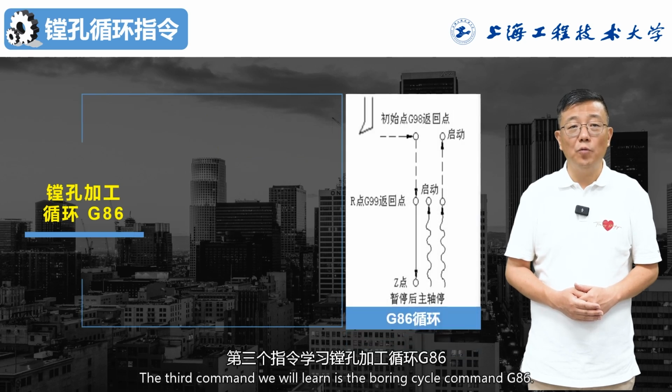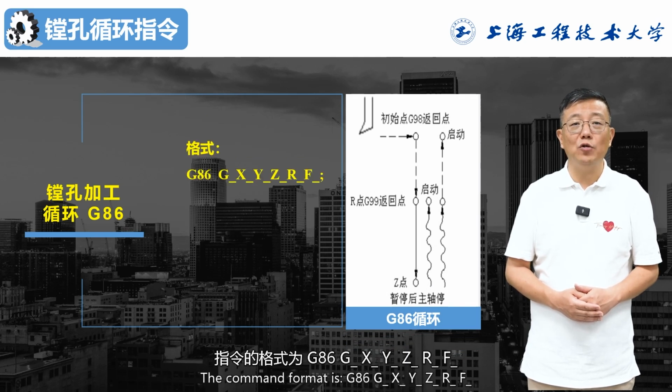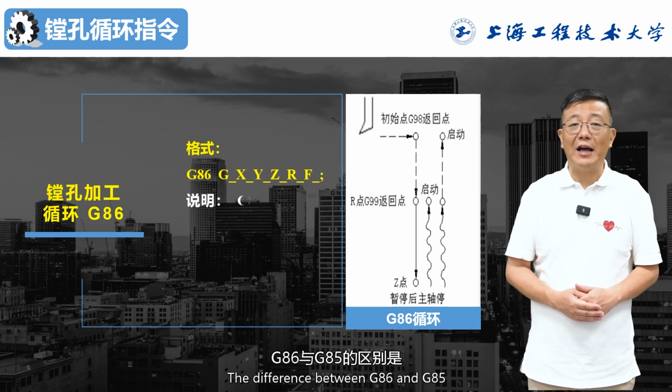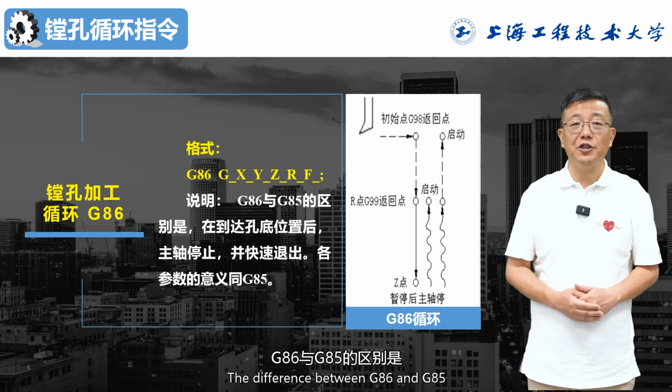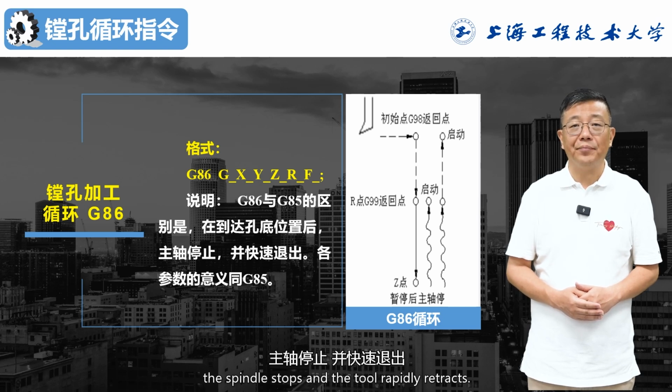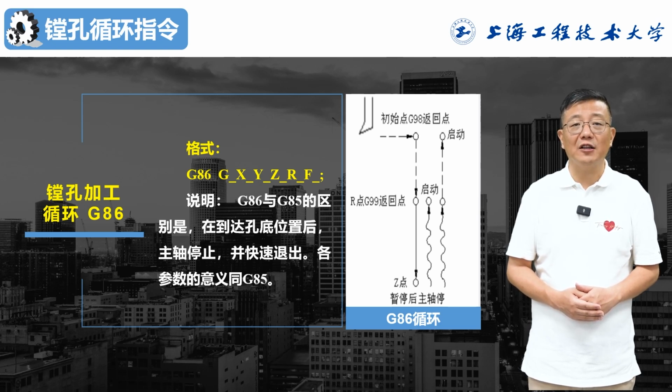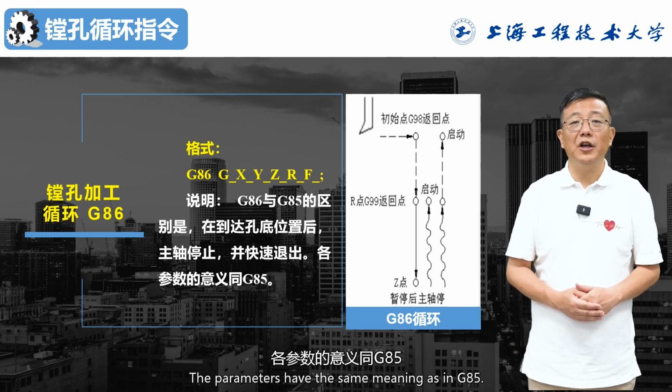The third command we will learn is the boring circle command, G186. The command format is G186, G, X, Y, Z, R, F. The difference between G186 and G185 is that, after reaching the hole bottom, the spindle stops and the tool rapidly retracts. The parameters have the same meaning as in G185. The operation process is shown in the diagram.